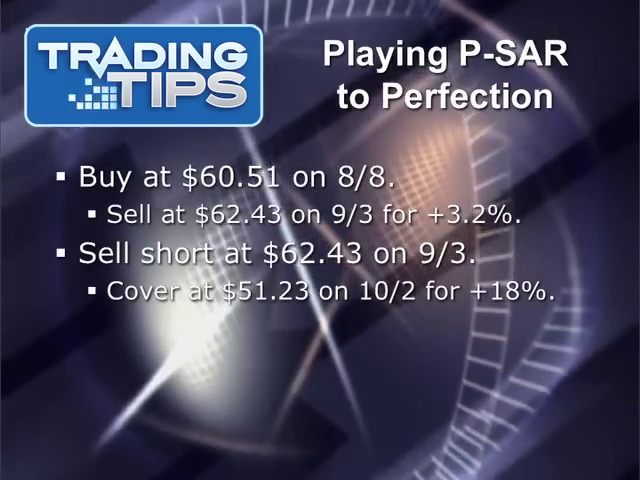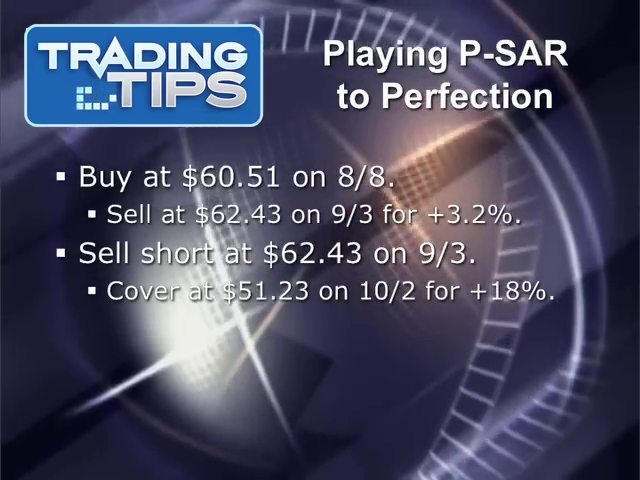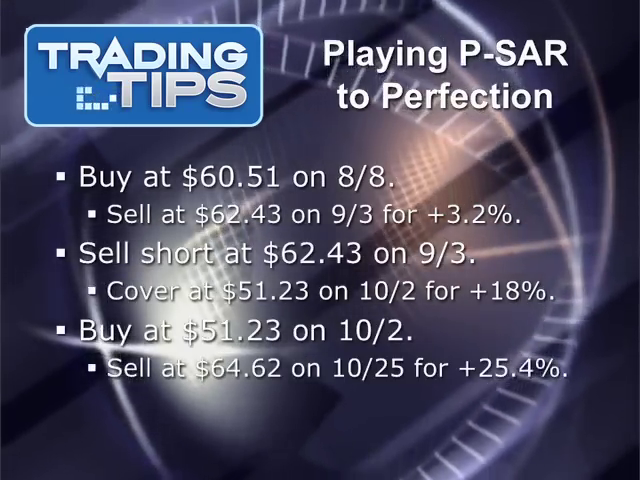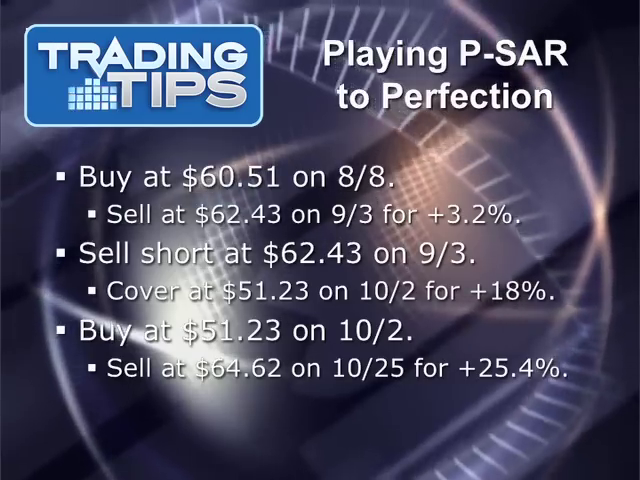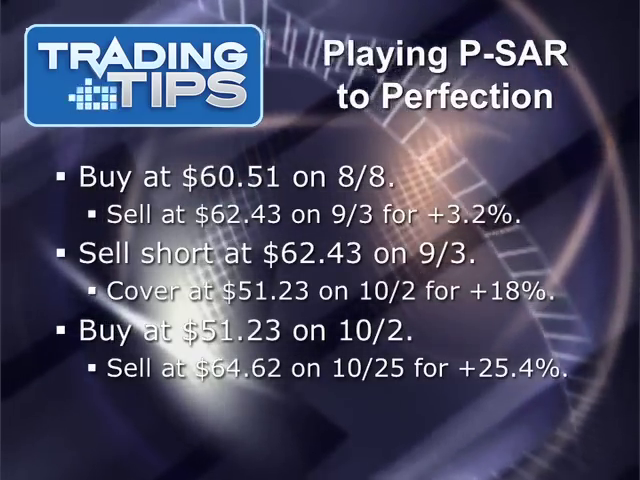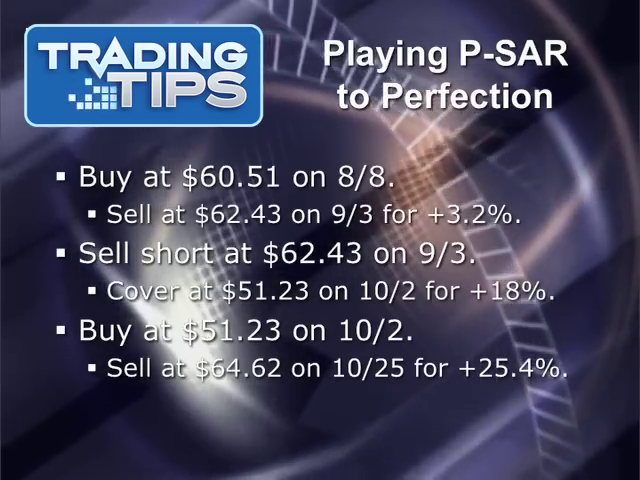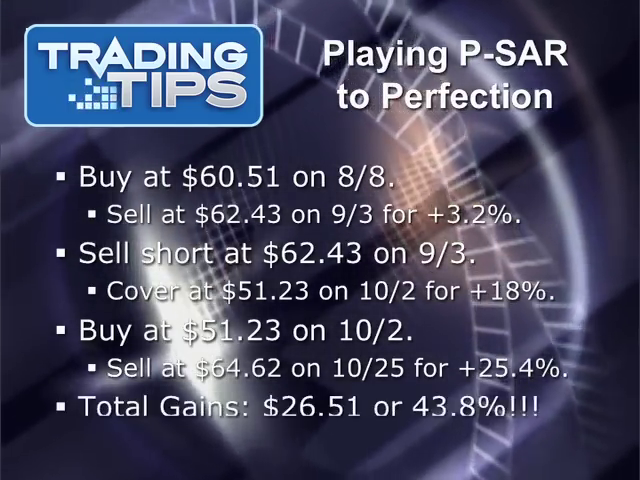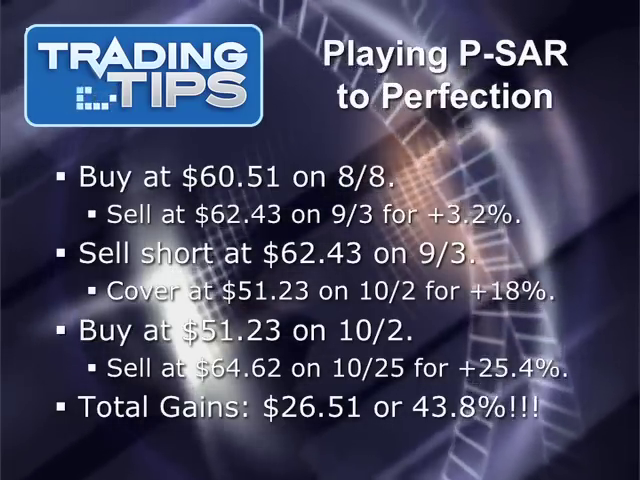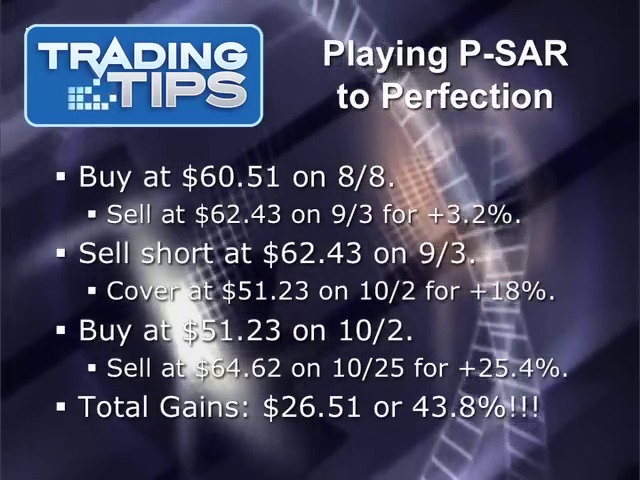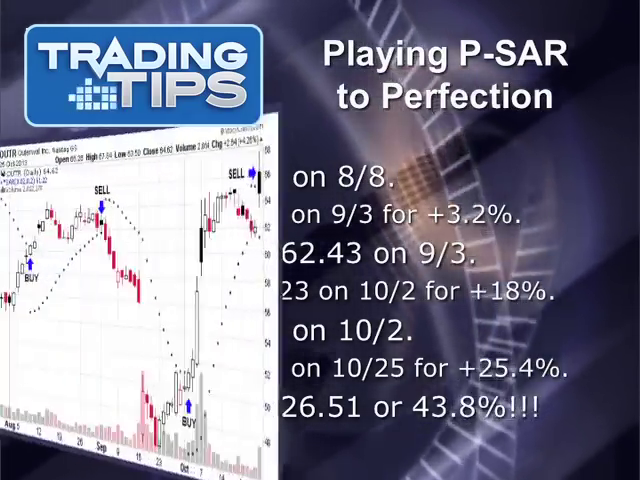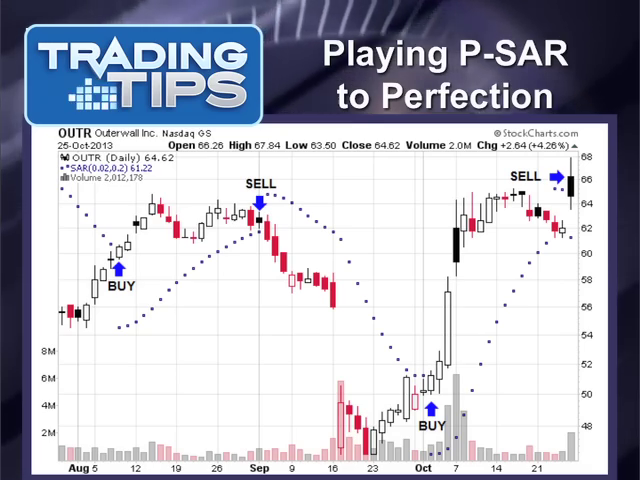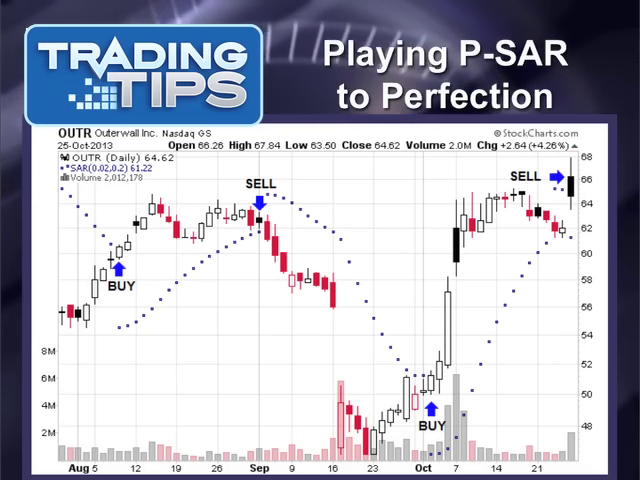And we'd cover at 51.23 on October 2 for a huge 1 month gain of 18% on that short sale. But when we covered at 51.23, we'd also recognize the buying opportunity and we'd go long there, only to sell again at 64.62 on October 25. In all, we would have made $26.51 in profits on an initial investment of just $60.51, a 43.8% gain in less than 3 months. Wow. Now, what if I told you that this stock chart was selected at random? It wasn't cherry-picked. Parabolic SAR is just that good.